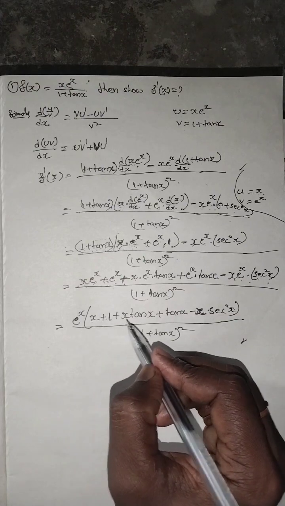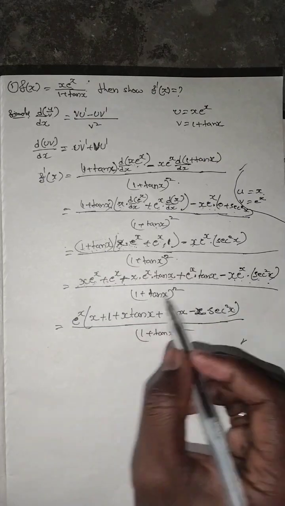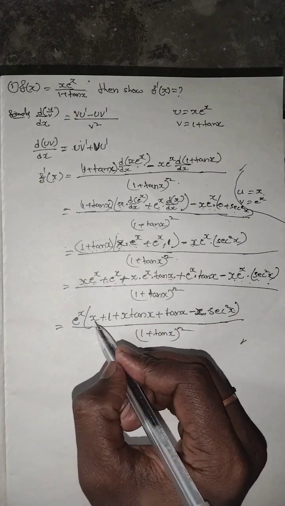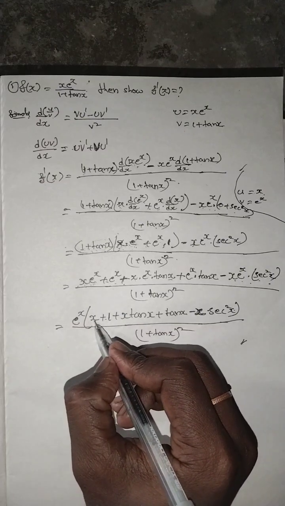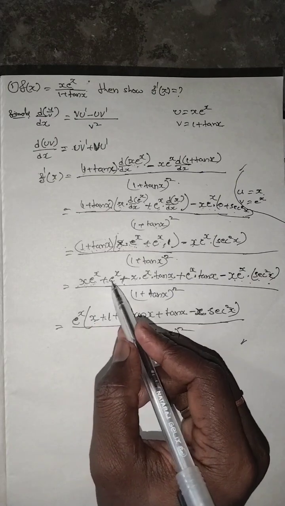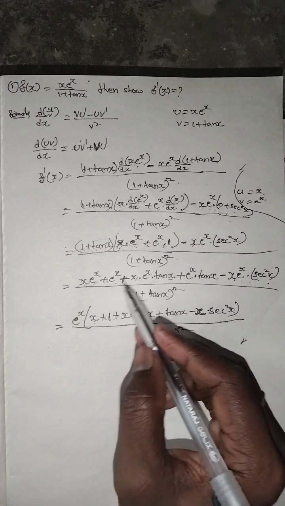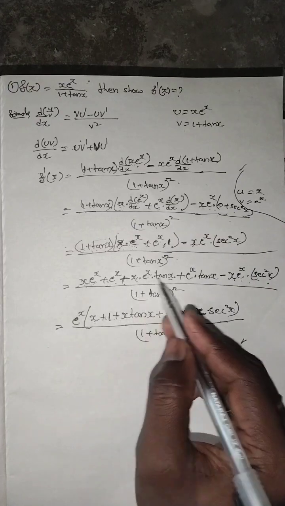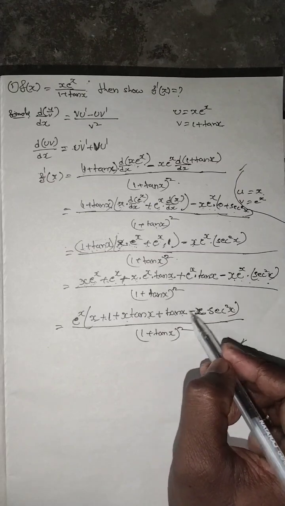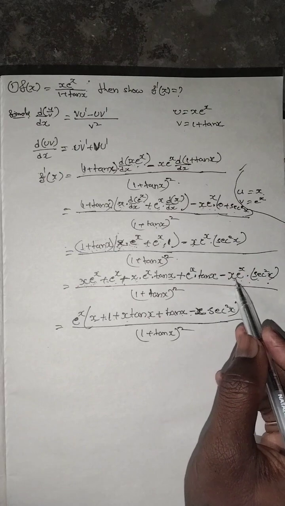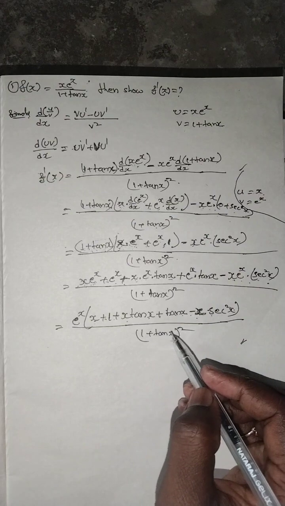Equal to e power x into x plus 1. I took e power x common from all of these. What is left? Only x plus 1 plus x into tan x plus tan x, where taking common tan x leaves only tan x, minus, here took e power x common, remains x into sec square x, by 1 plus tan x square.